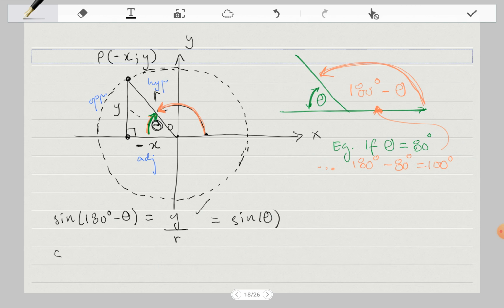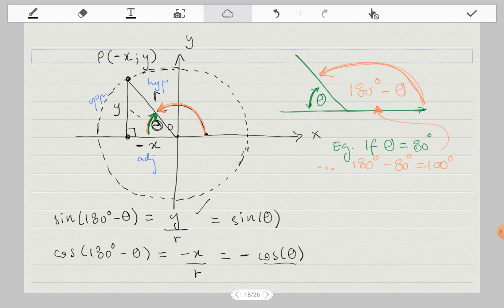All right, let's have a look at cosine now. Cosine of 180 degrees minus theta would be, remember, adjacent over hypotenuse. Adjacent now would be minus x over r. Just remember that's negative, and x over r was the same thing as cosine theta. So we've got minus cosine of theta here. This is the same ratio as cos of theta, but it's just negative this time around.